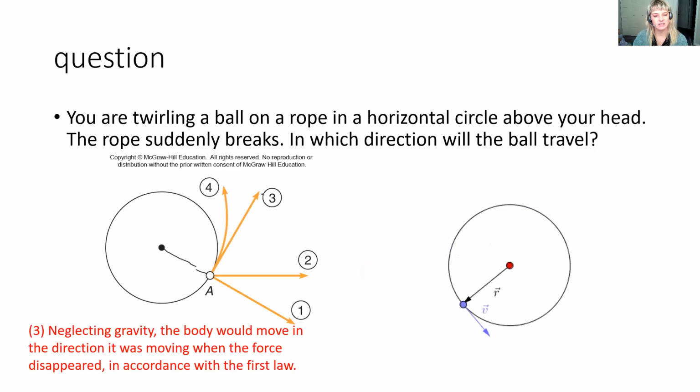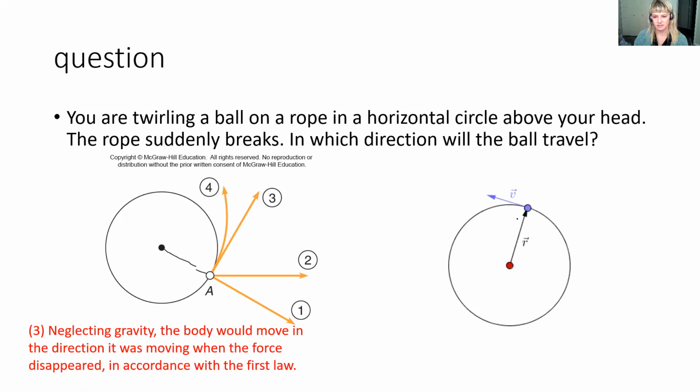The correct answer here is that it will travel along path 3. We're looking at this from a top-down view, and the string breaks right here. The ball is going to move in the direction that it was moving when the force disappeared, in accordance with Newton's first law of motion.